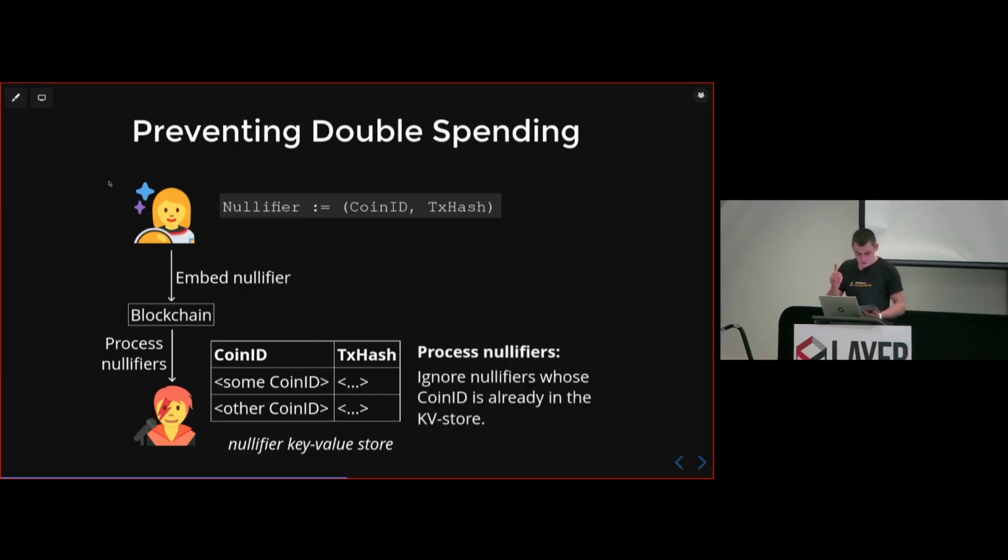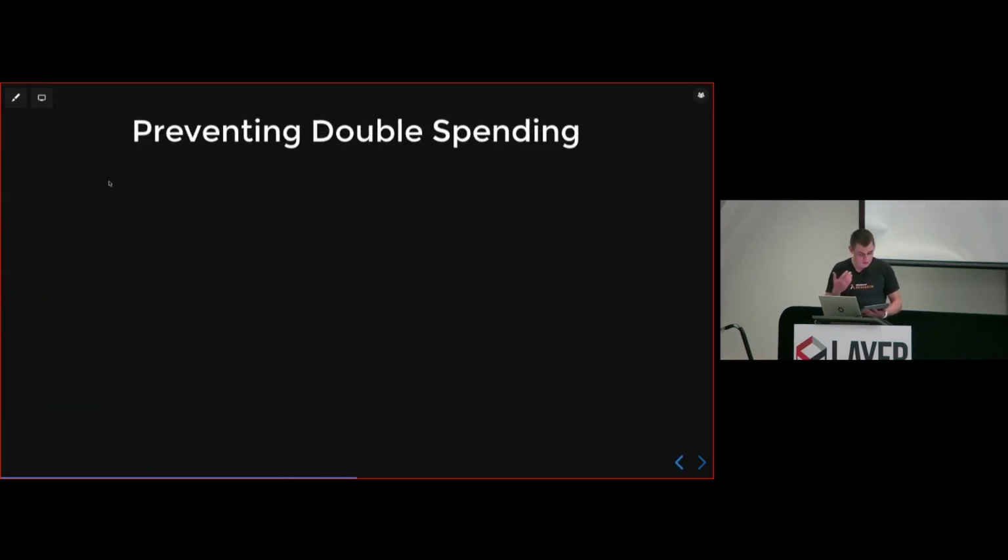Now, the crucial rule is that whenever Roy encounters a coin ID that is already in the key value store, he just ignores that nullifier. So if Alice would try to double spend by posting a nullifier with an already existing coin ID, then Roy would ignore the nullifier when processing a block. And besides this nullifier ignore rule, we need a second rule.